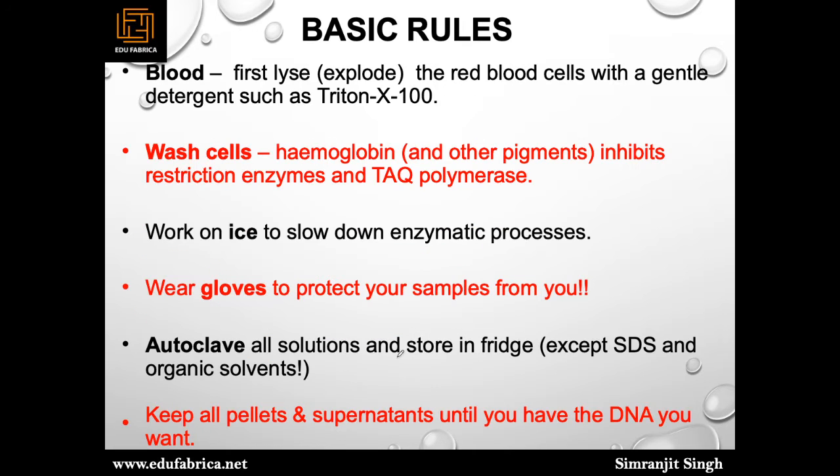So the basic rules are: first, if you're taking from the blood, you put it into a detergent like Triton X-100. Then you wash your cells to remove any restriction enzymes and stuck polymerase. You should always work on ice to slow down the enzymatic reactions. Always wear gloves to protect samples from any contaminants. Then autoclave your solutions and your test tubes, and keep all pellets and supernatants until you have the DNA that you are looking for.